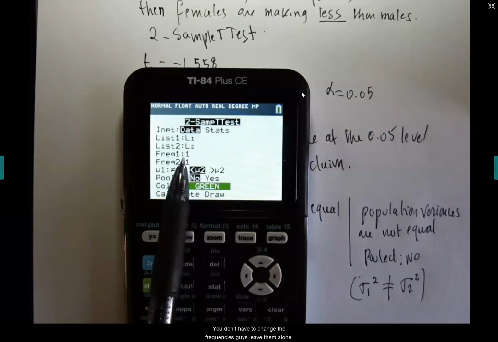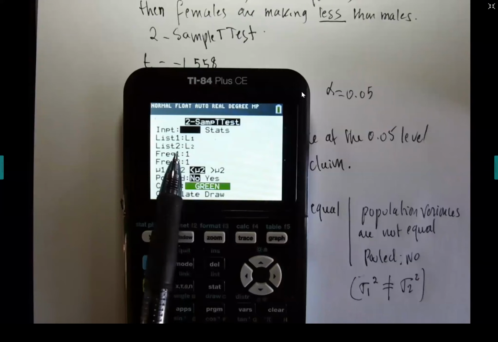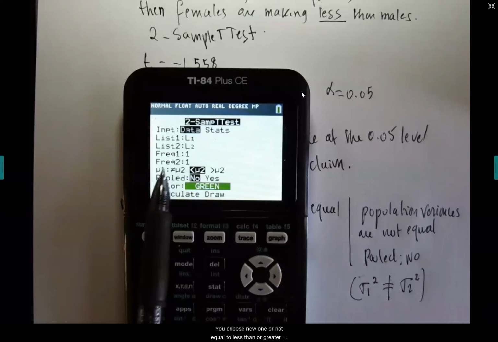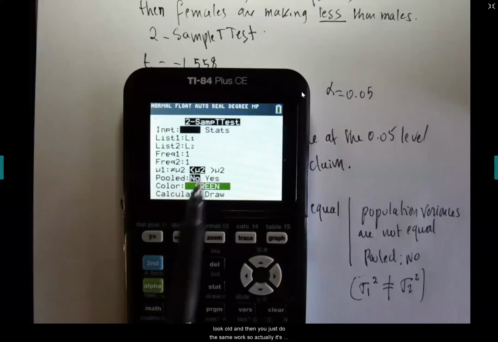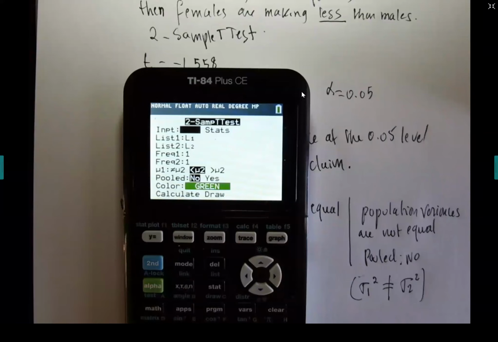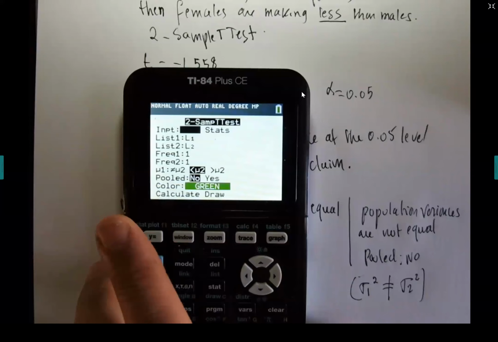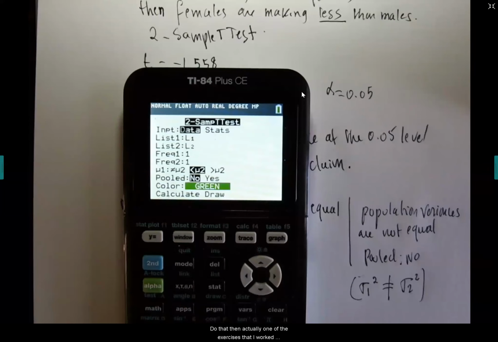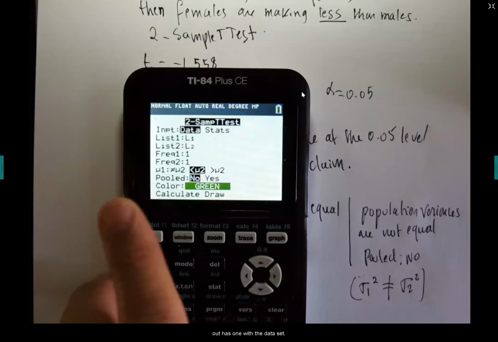You do not change the frequencies, guys. Leave them alone. You choose mu1 not equal to, less than or greater than, pooled, and then you just do the same work. So actually it's even easier when he gives you a raw data set. But none of the problems we did have a raw data set. It's all summary. I'll make up an exercise later to do that. And actually, one of the exercises that I worked out has one with the data sets.